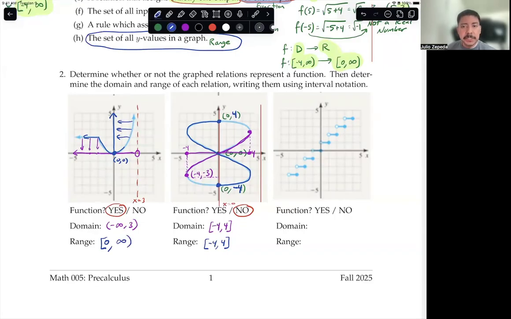So that is the range. All right, let's take a look at the next one. The next one looks a little bit funny. So let's see. We'll draw a vertical line to see if it is a function first. If this is not a function, we have to be able to find a vertical line that crosses more than once. And this one's a little bit tricky, but what do you think here? Is it a function or not?